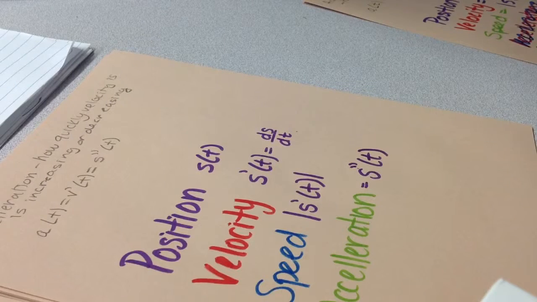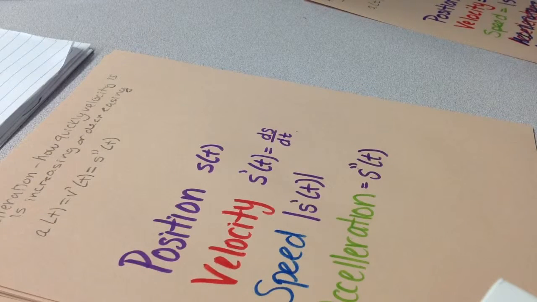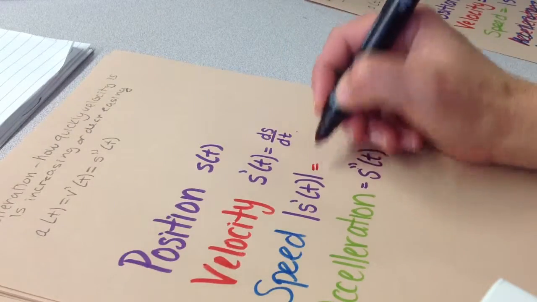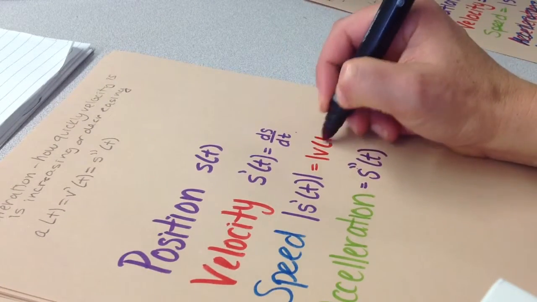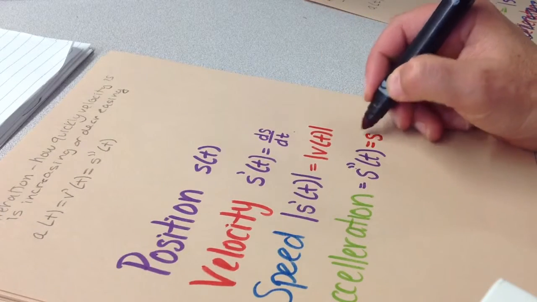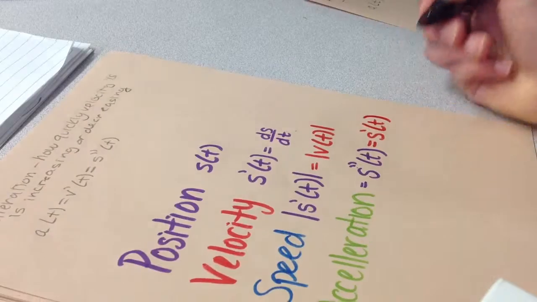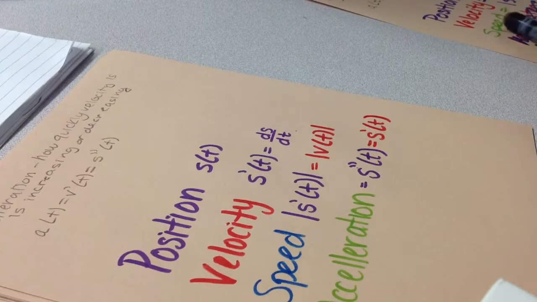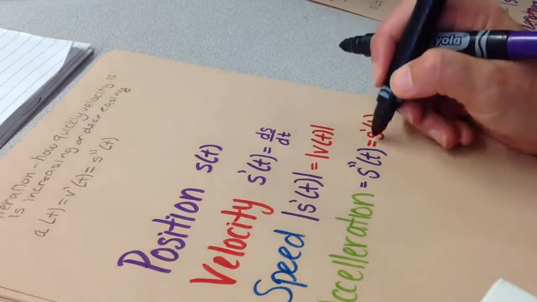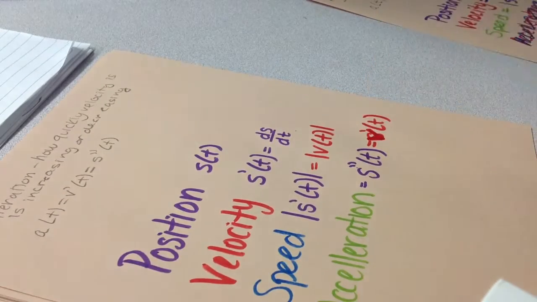Okay, so now let's go down for velocity. So we know velocity is simply v of t, so speed is going to be the absolute value of velocity, and acceleration is going to be the first derivative. Okay, and the only other notation that I might want to put in here is, that was supposed to be a v right there, not s. That's a v of t.